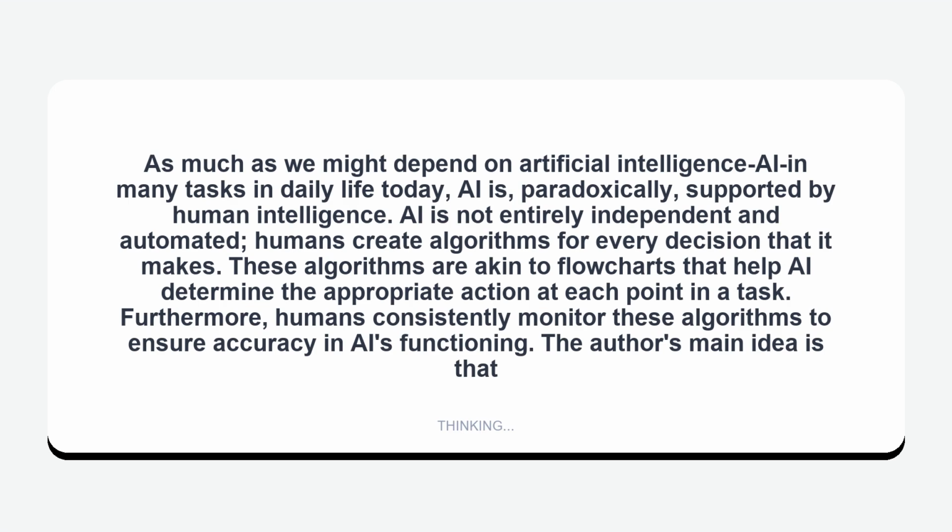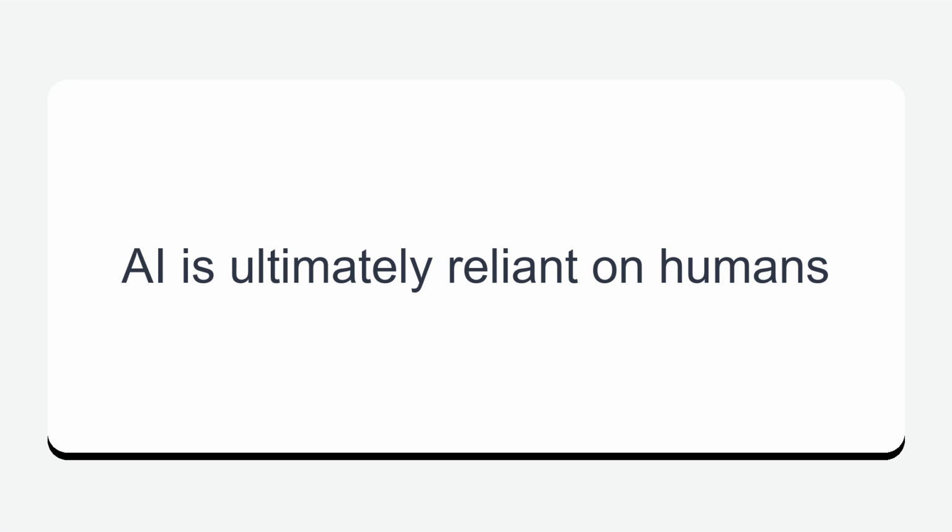As much as we might depend on artificial intelligence (AI) in many tasks in daily life today, AI is, paradoxically, supported by human intelligence. AI is not entirely independent and automated. Humans create algorithms for every decision that it makes. These algorithms are akin to flowcharts that help AI determine the appropriate action at each point in a task. Furthermore, humans consistently monitor these algorithms to ensure accuracy in AI's functioning. The author's main idea is that AI is ultimately reliant on humans.